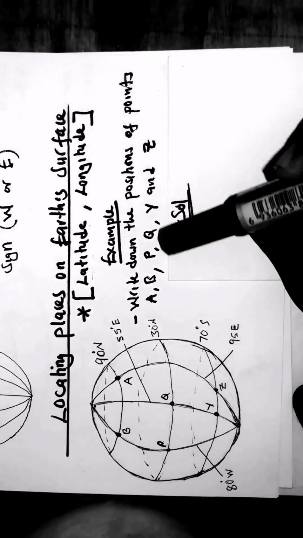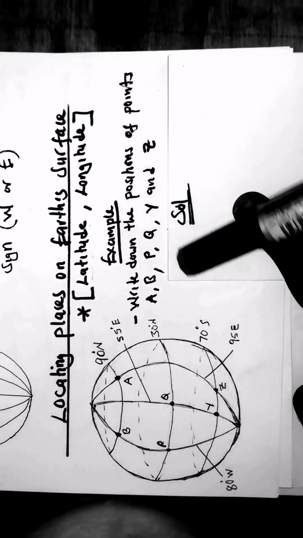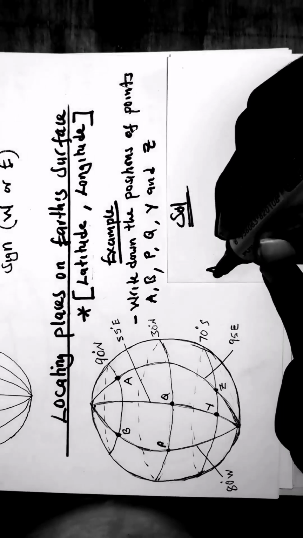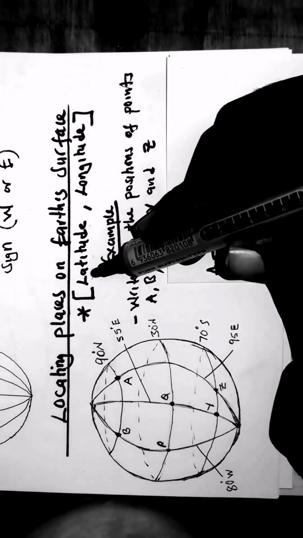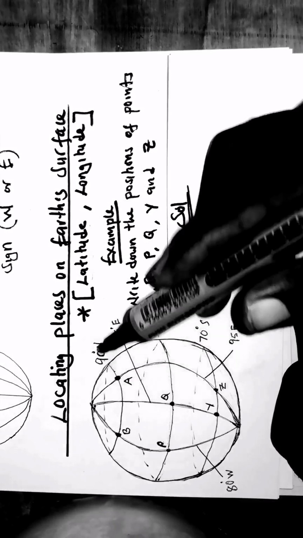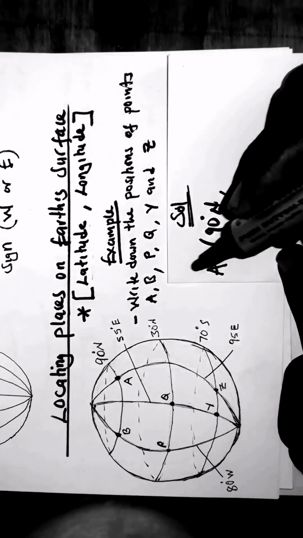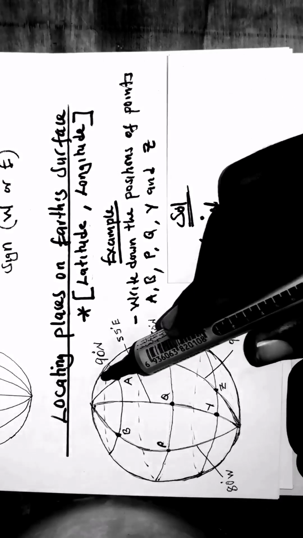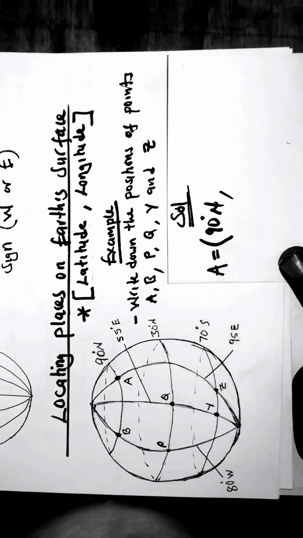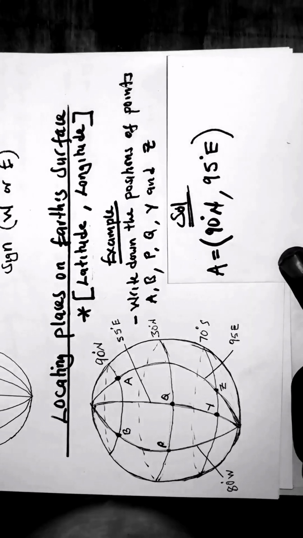So let us look at this example. We have this surface of the Earth here, and we are given some points on it. The question says, write down the position of points A, B, up to Z. We start with point A. First of all, we need to locate the latitude. Point A is on latitude 90 degrees north. So you open your brackets and write 90 degrees north, comma, then you find the longitude. The arrow here shows it's on longitude 95 degrees east. So you say 95 degrees east and you close. This is the position of point A.